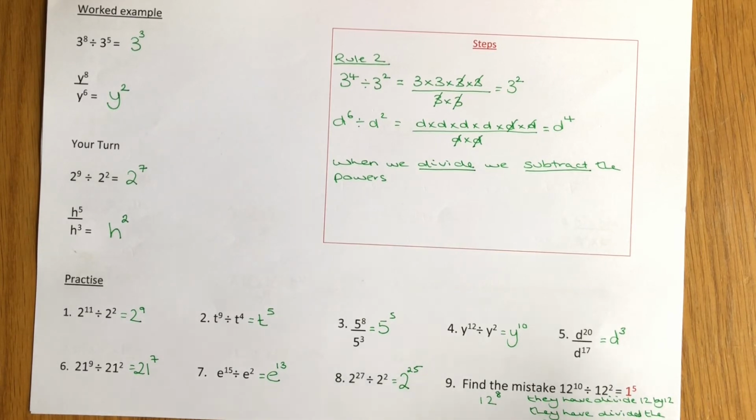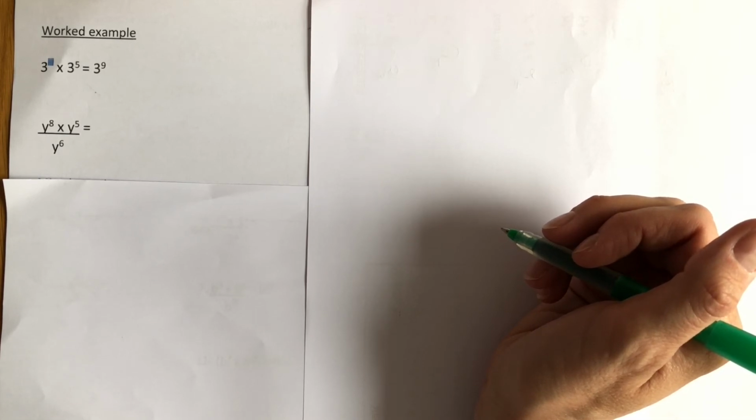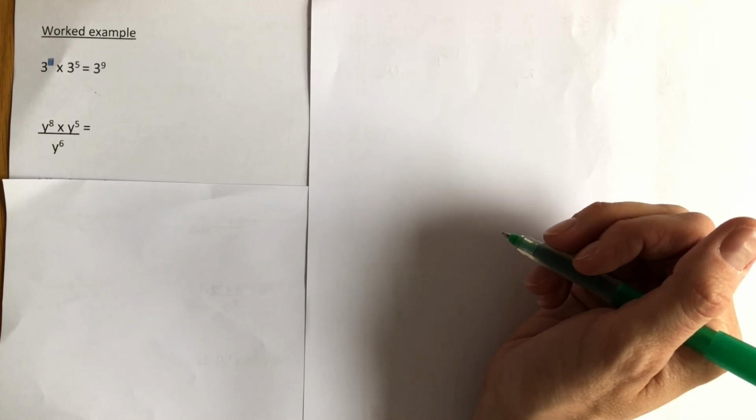Let's look at our next examples. So they're the first 2 rules of indices. Remember, the base numbers have to be the same in order to use the rules. When you multiply, you add the powers. When you divide, you subtract the powers. So now we're just going to look at a few more questions using those 2 rules.